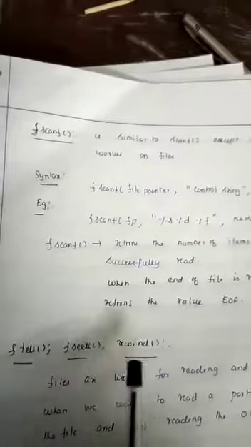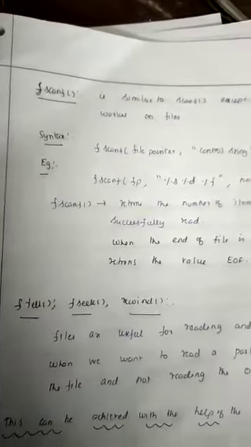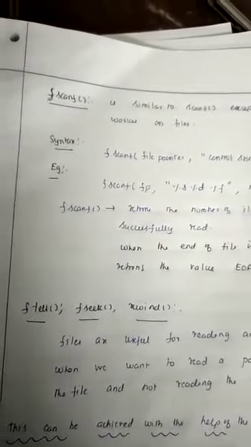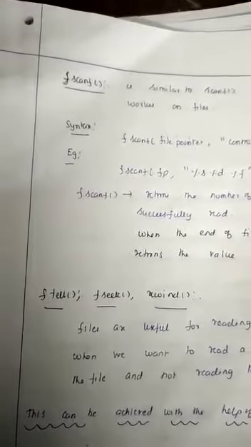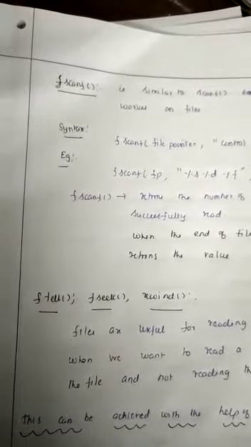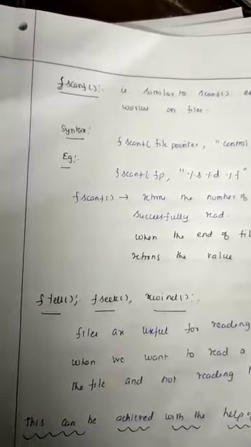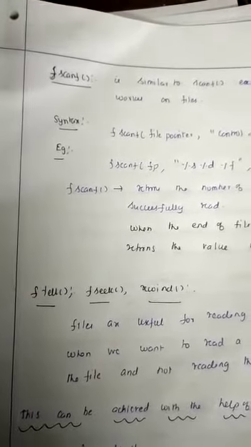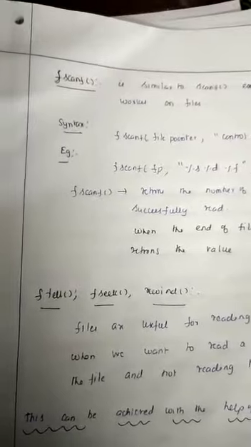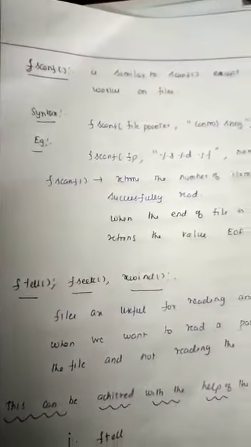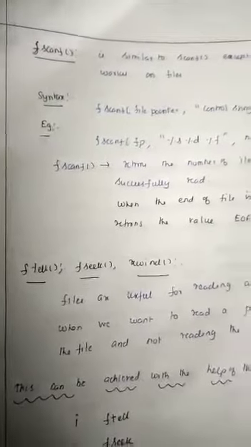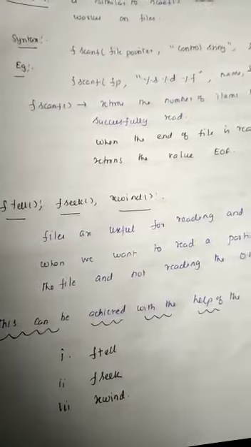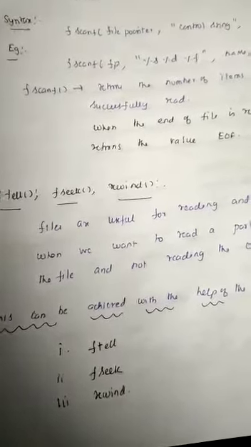ftell, fseek, and rewind are three other useful functions used for reading and writing the data effectively. When we read data from the file, we have to read the entire data. When we write, we have to search completely and write at the end. Instead of that, if we want to read from a particular place, we can use these three functions: ftell, fseek, and rewind. These are basic functions which save time.